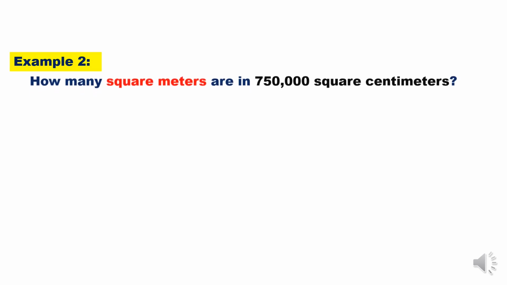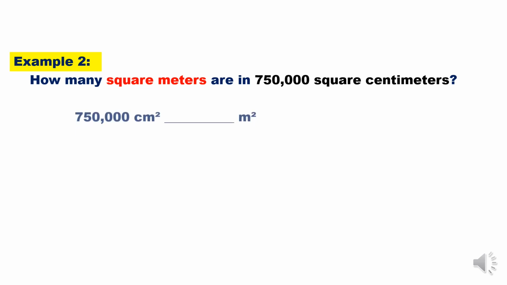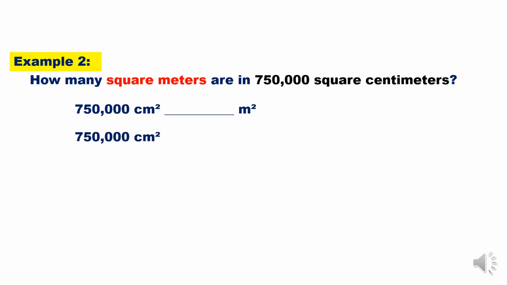Example 2. How many square meters are in 750,000 square centimeters? So this time, square centimeter to square meter. So ang given, ibaba niyo lang, 750,000 square centimeters times, then yung conversion natin. So this time, ang denominator ay 10,000 square centimeters, at ang nasa taas naman o ang numerator ay 1 square meter. Bakit? Para ma-cancel natin ang square centimeters. So this time, ang matitira naman natin ay square meter.